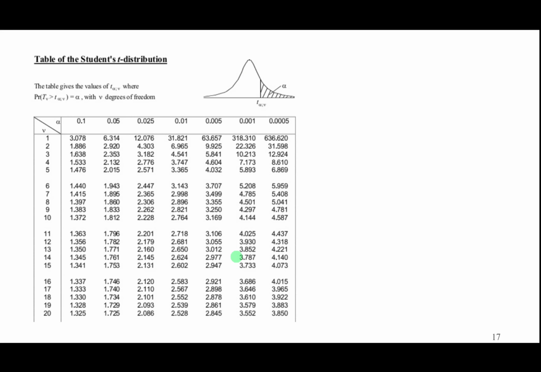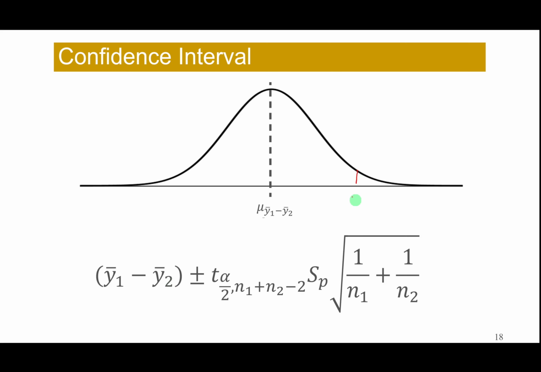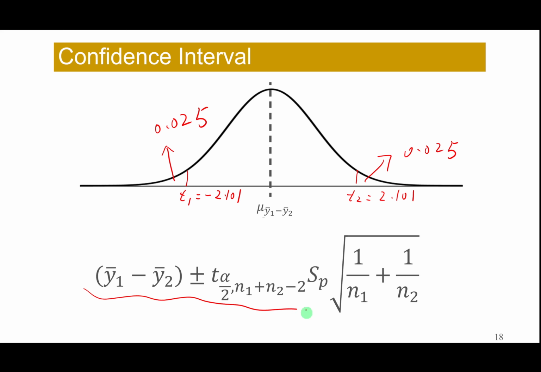From the t distribution table, the one-sided area is 0.025 and the degree of freedom is 18. So the t value on the right is positive 2.101. So here T2 equals positive 2.101, and on the left T1 equals negative 2.101. So the area here is 0.025 and the area here is 0.025. And the confidence interval can be calculated using this equation.